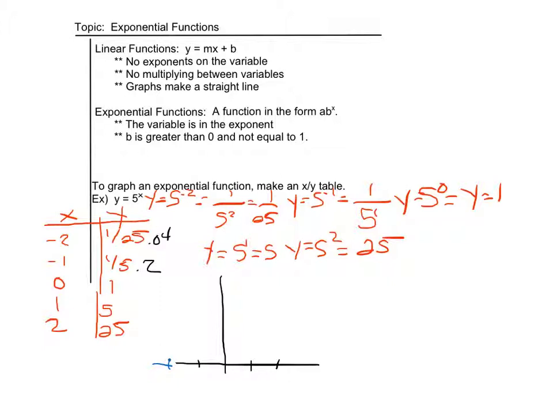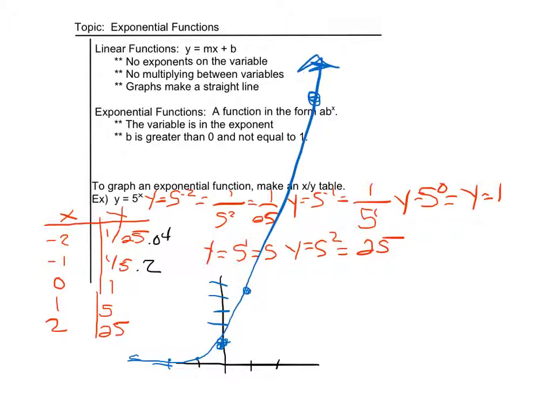And then when it's -1, it's still really close, but not quite as close. When it is 0, it's 1. When it is 1, it's 5. And when it's 2, it's 25, so probably way up here. So notice my graph looks something like this.